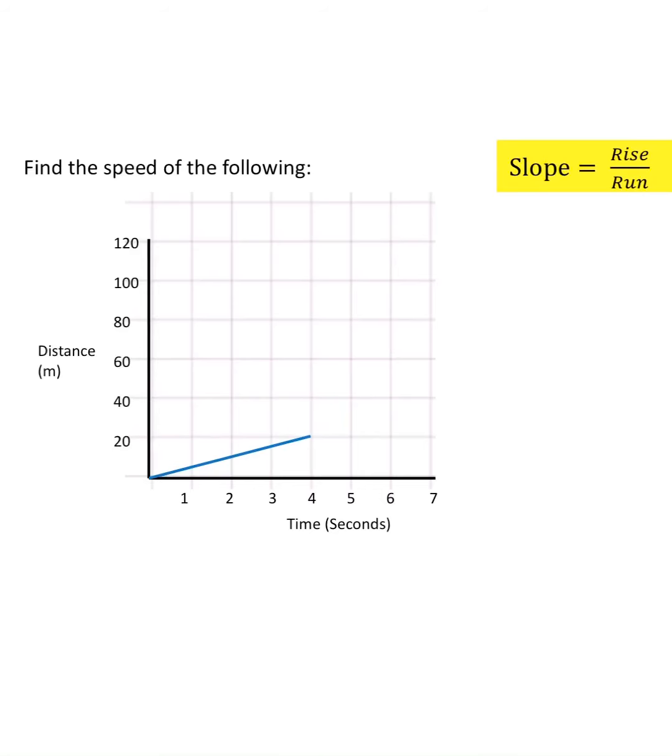Here we have distance in meters, time in seconds. So our distance is 20. Our time then is 4. So we'll have 20 over 4. That is 5. And our distance is in meters, so it'll be meters per second. So 5 meters per second is the speed of this object.